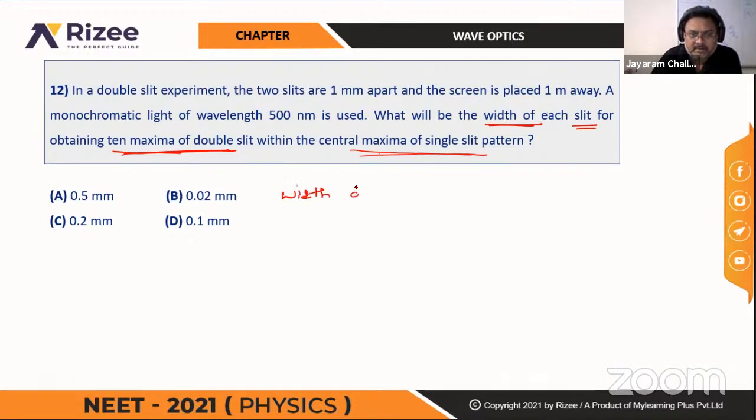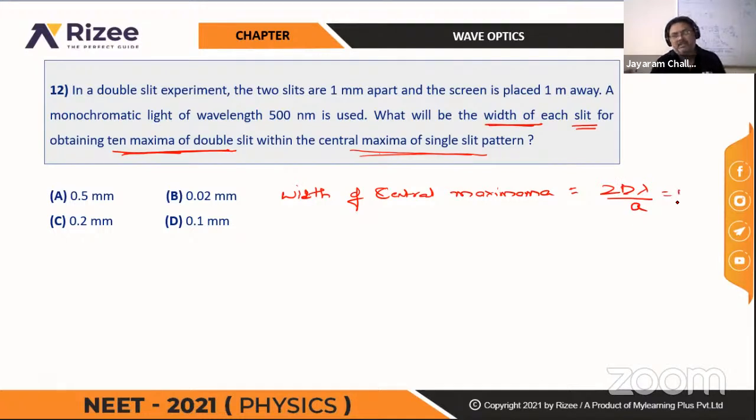Just now I have written the width of the central maxima is equal to 2 into capital D into lambda by a. So in the same region, he is asking he should get 10 fringes. So the slits should obtain the 10th maximum, that is 10 beta he is asking to get over there. This implies you can write it as 2D into lambda by a should be equal to 10 into beta.